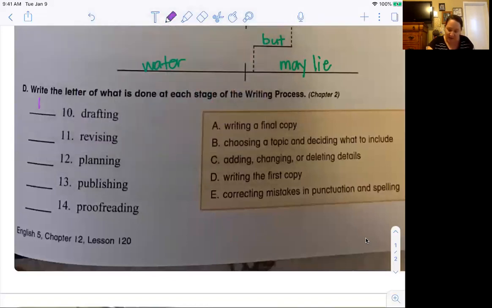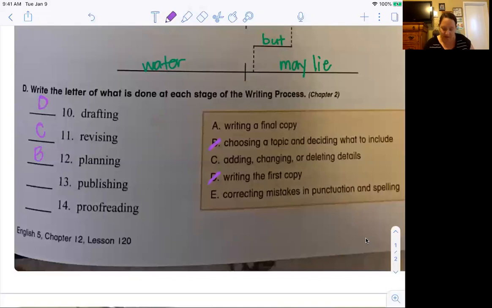Actually, nope, it's not B, it's writing the first draft. Yes, I am so sorry. Planning is choosing a topic and deciding what to include. So that is B. I got my B's and my D's mixed up there. That is B. So let's move on. So we've done B, we've done D. Now we have revising. What's revising? Is that writing a final copy? No. Adding, changing, or deleting details? Maybe. Correcting mistakes in punctuation? Nope. So it is C.